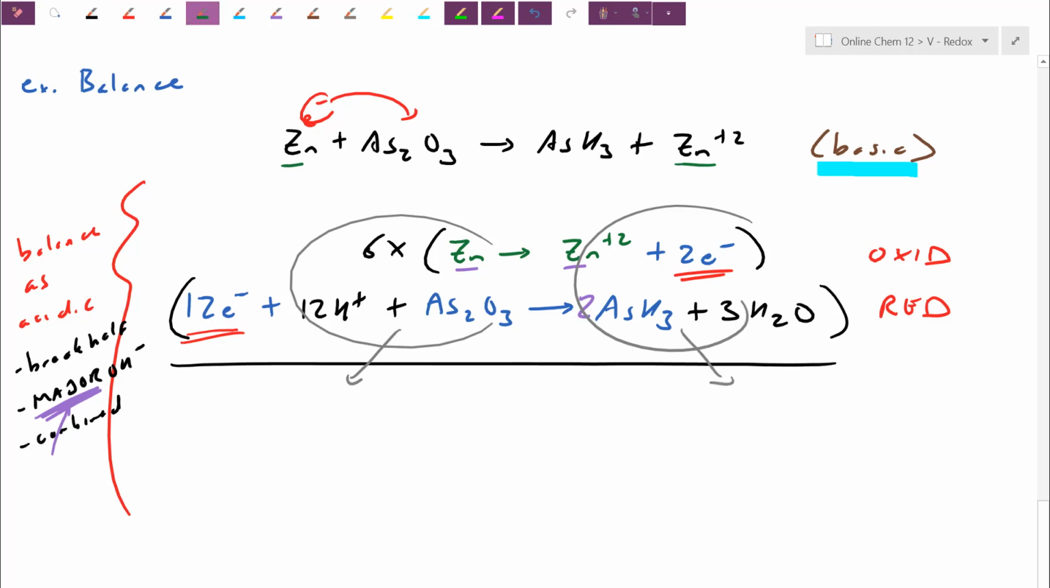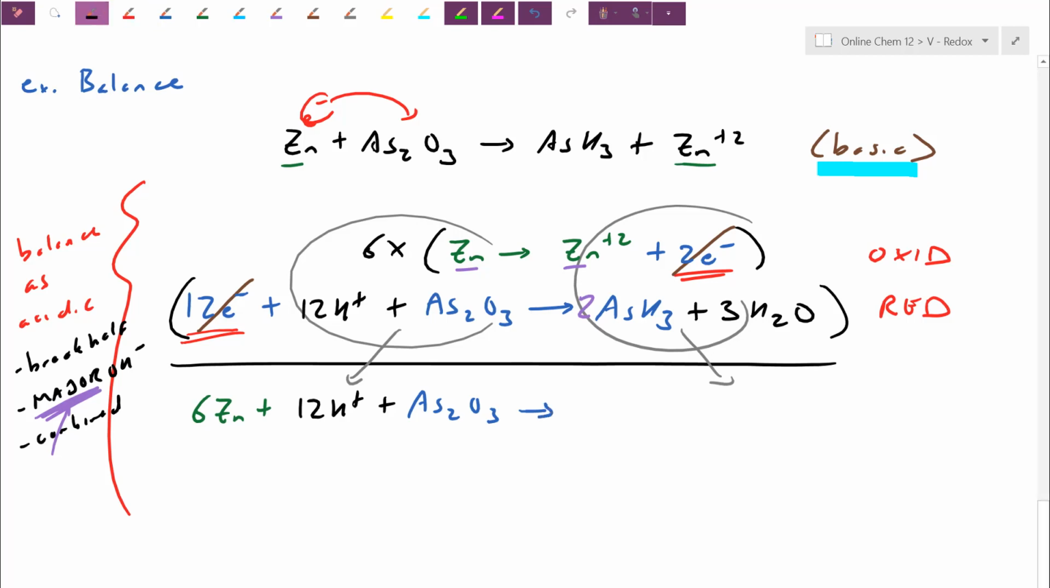So double check my numbers here. So I have 6 zinc. I'm not going to bother showing the 12 electrons because I had done lowest common multiple to ensure that the electrons are all accounted for. 6 zinc plus the 12H plus and the arsenic compound. This one here wasn't scaled up or anything like that, so just write it down.